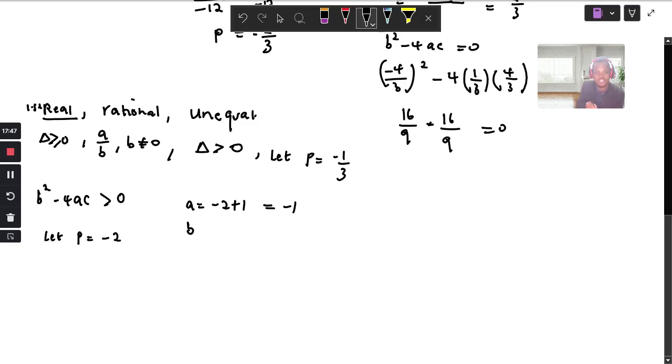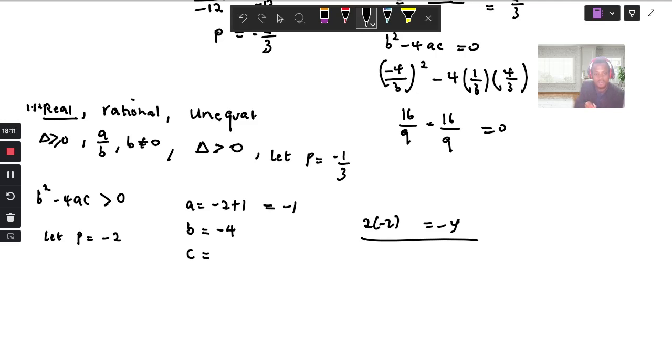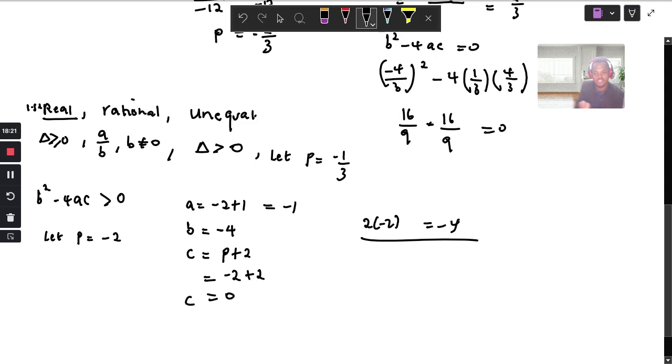Let me go for b. B becomes what? 2p. So my b is minus 4, because when you are saying 2 times minus 2, you get minus 4. That's why I came with this one. And our c is equal to p plus 2. And my p here is minus 2 plus 2, which is equal to 0. So my c becomes 0.